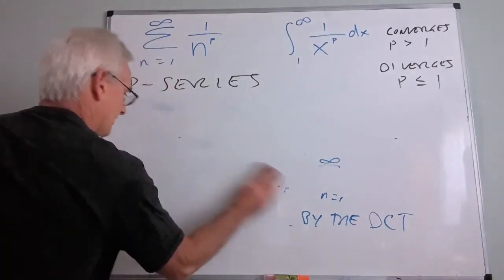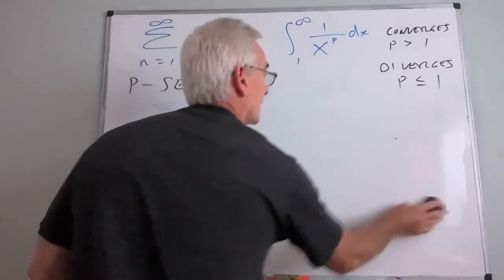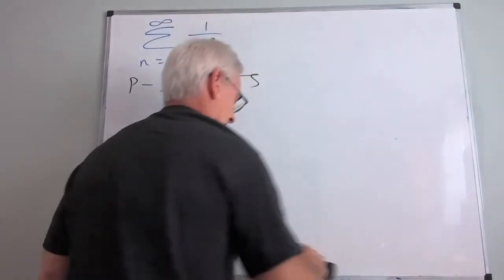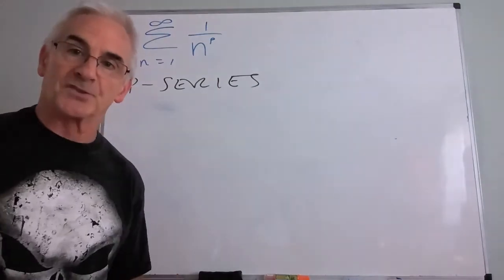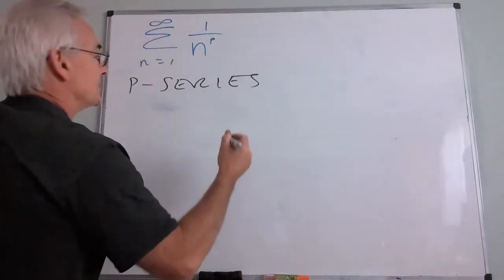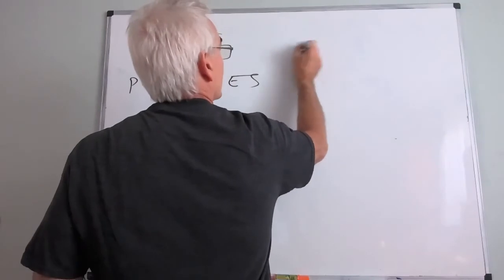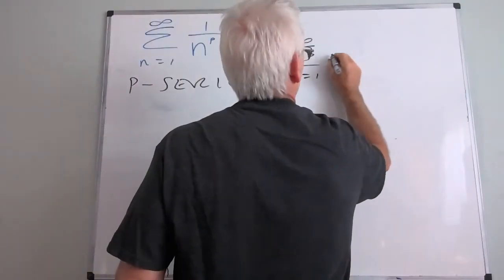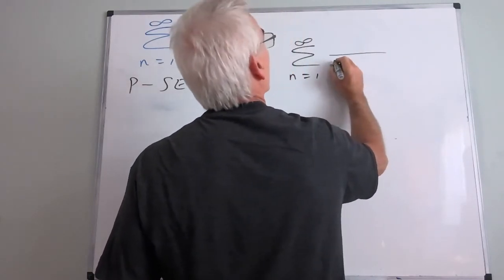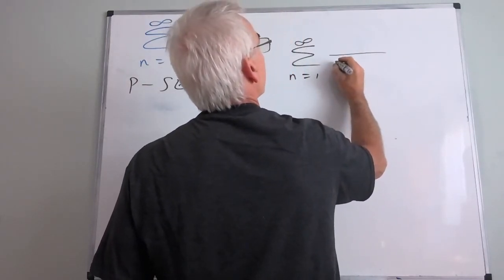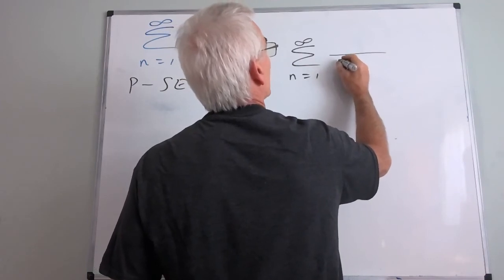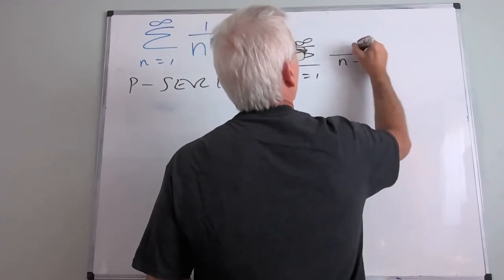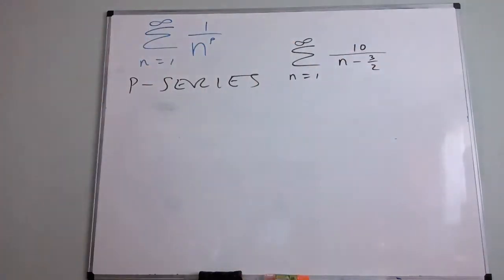So let's try another one. We'll do another direct comparison here. I love using direct comparison, but again, the inequality has to be just right for it to work. So let's consider the following. Let's say I have the sum from n equals 1 of, if it's relatively simple, 10 on top of n minus 3/2.